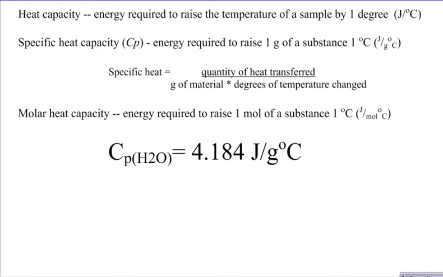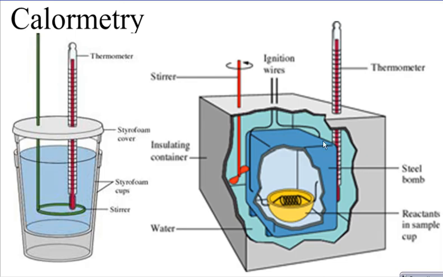And since we know the specific heat of water, if the temperature of the water around our bomb increases by any amount, we can calculate how much energy was released given its specific heat if we knew the gram amounts of water that was present.